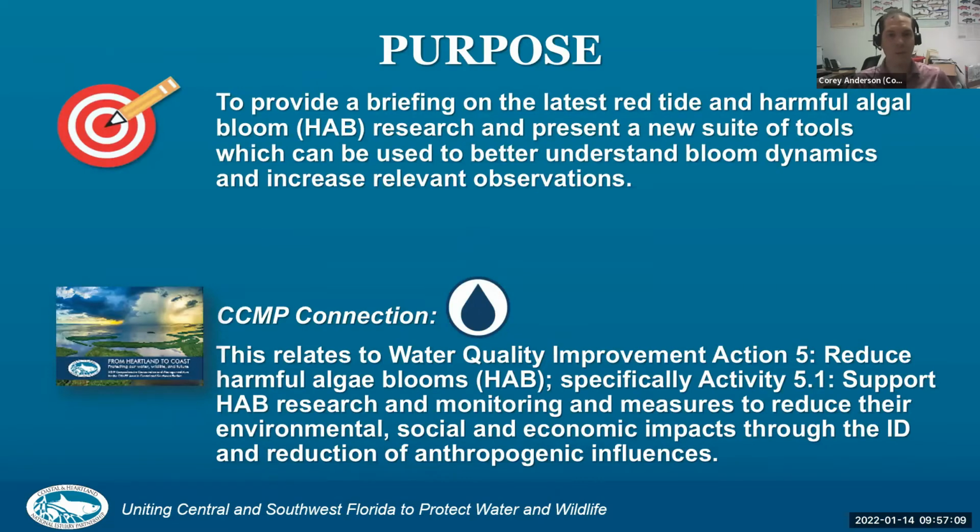The purpose of this is to provide a briefing on the latest red tide and harmful algal bloom, or HAB, research and present a new suite of tools which can be used to better understand bloom dynamics and increase relevant observations. The CCMP connection relates to Water Quality Improvement Action 5, reducing HABs, specifically activity 5.1, supporting HAB research and monitoring and measures to reduce the environmental, social, and economic impacts through the identification and reduction of anthropogenic influences.